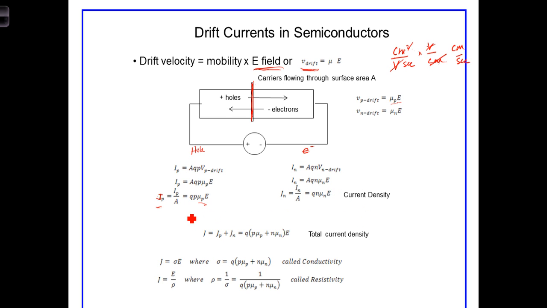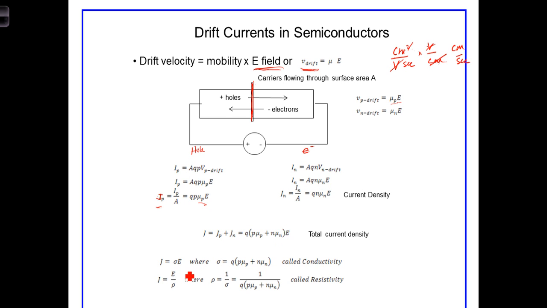And so we come up with the current density due to holes and the current density due to electrons, and the total current density then is the sum of those two, which, coming from here, we can factor out the E, which is constant, and we can factor out the Q, which is constant. We get then Q times the hole density times the mobility of the holes plus the density of the electrons times the mobility of the electrons.